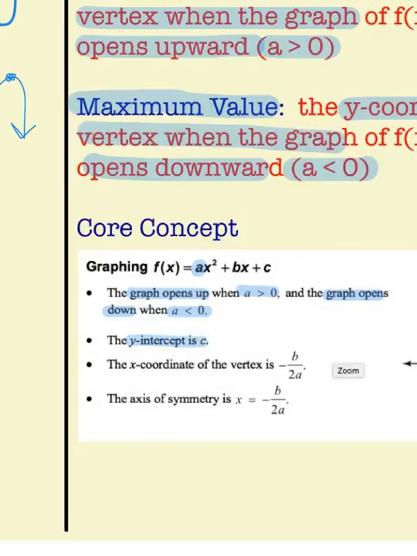The y-intercept is c, that's that number at the end, which makes sense because the y-intercept is what y is when x is 0, and when we plug in 0 for x, we're left with y equals c.